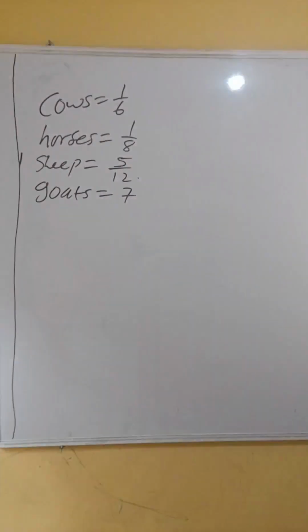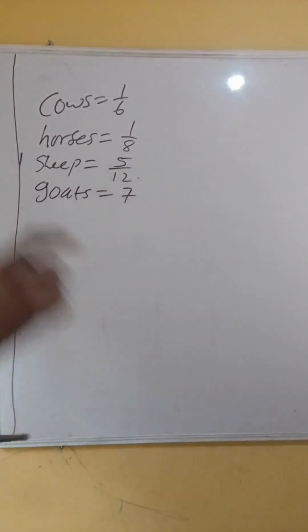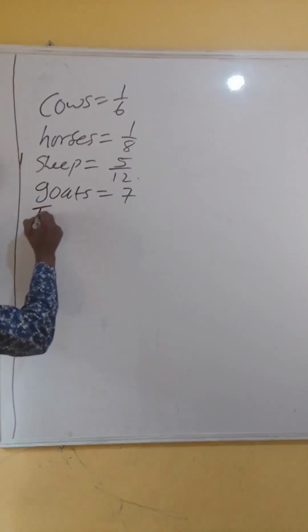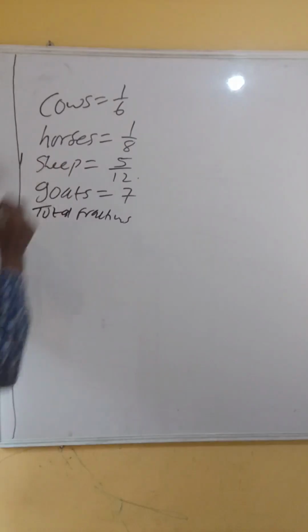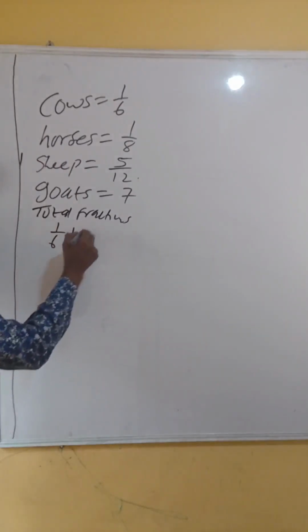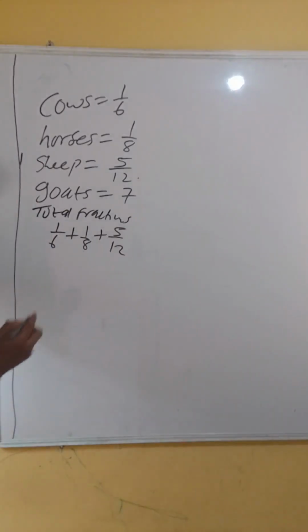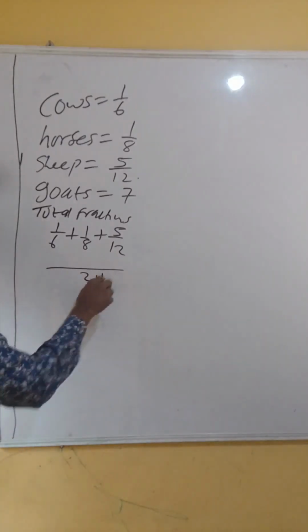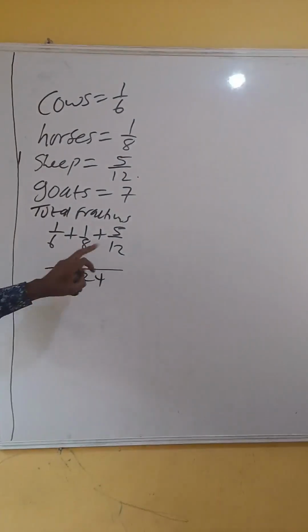Now, remember they're asking us how many sheep there are. This is the fraction for sheep, and we don't know the number for sheep. Now let's find the total fraction of animals. That is 1/6 plus 1/8 plus 5/12. To add this, you find the common denominator. That will give us 24. 24 is the LCM for 6, 8, and 12.